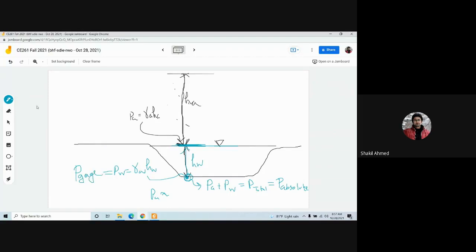gauge pressure. That means you can see from here that P absolute, that means this one, equals the P gauge plus P atmospheric pressure. PA means P atmospheric. Clear? This pressure from the atmosphere, we call it PATM, P atmosphere. Okay.